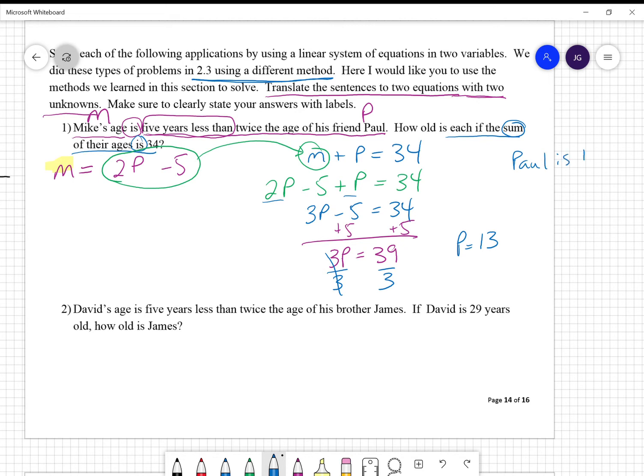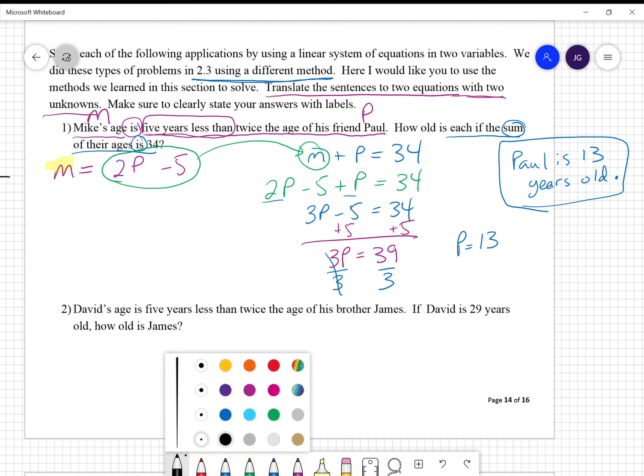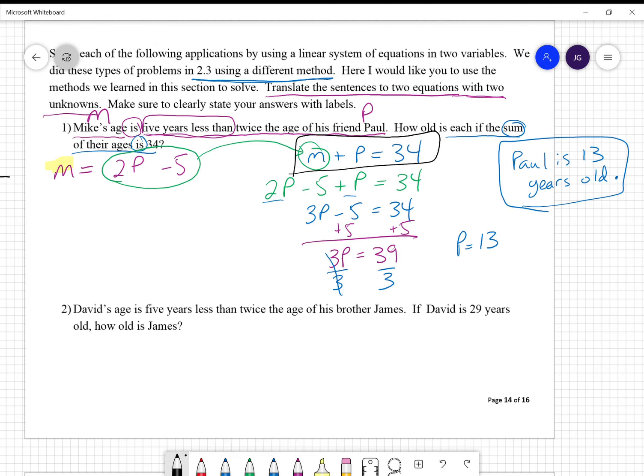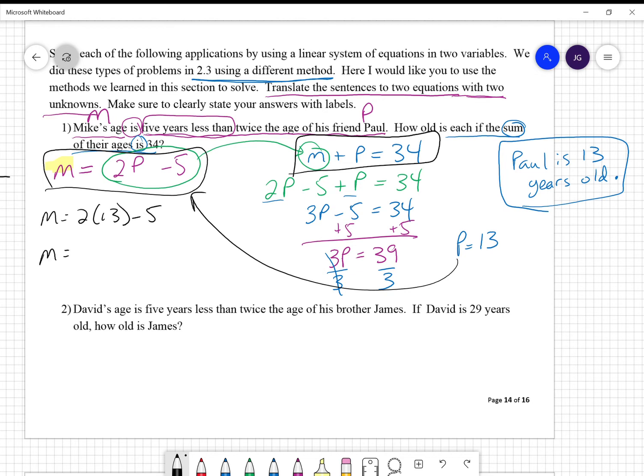Paul is 13 years old. Now I'm going to plug 13 in. I can go back to either original equation, m plus p equals 34 or m equals 2p minus 5. I'm going to choose the first one. m equals 2 times 13 minus 5. Mike is 26 minus 5. Mike is 21.